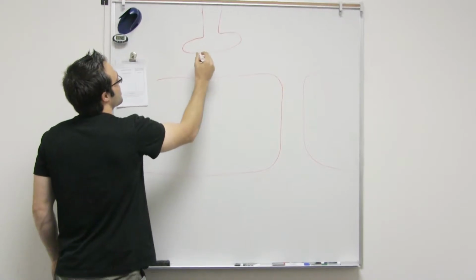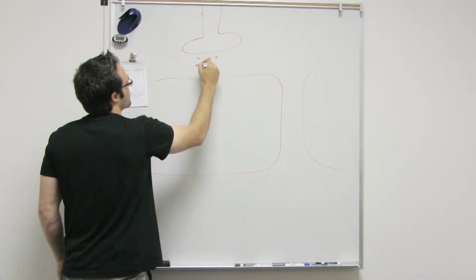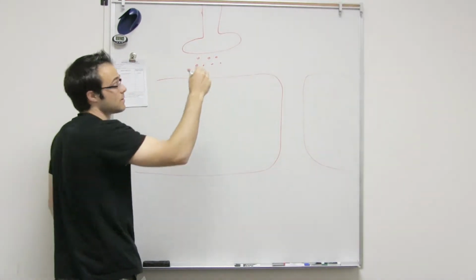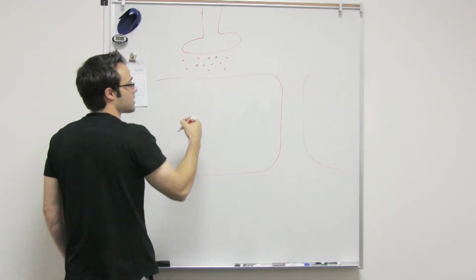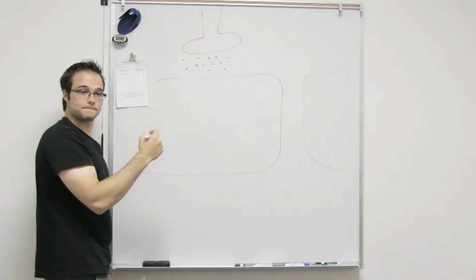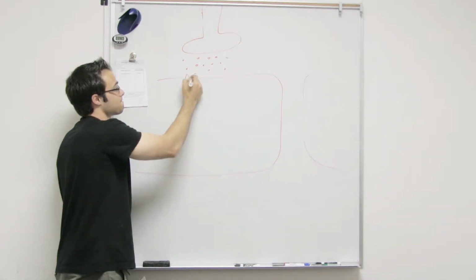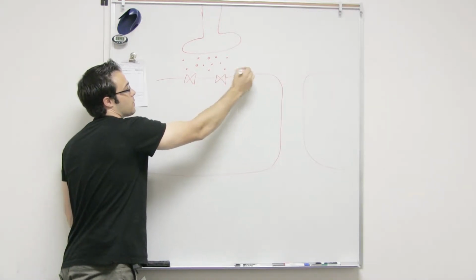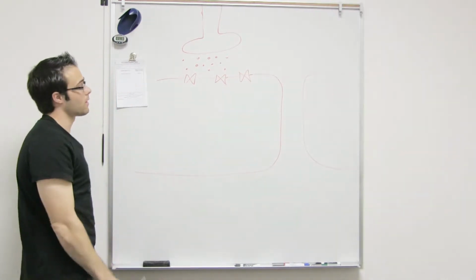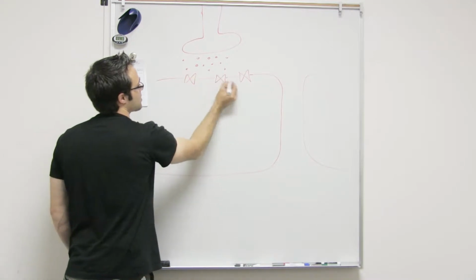Yeah. So this guy releases neurotransmitters. And what's the neurotransmitter? You said it earlier. Acetylcholine. Acetylcholine, yeah. And it binds to what kind of receptor? Ligand gated. So this is very similar to what we went over.